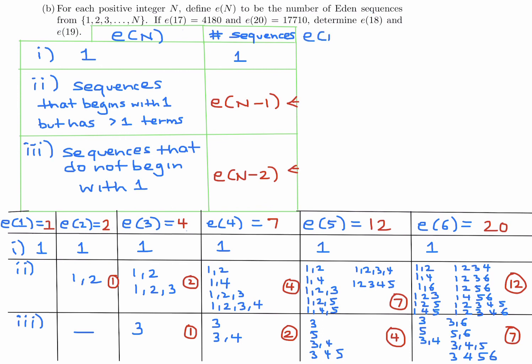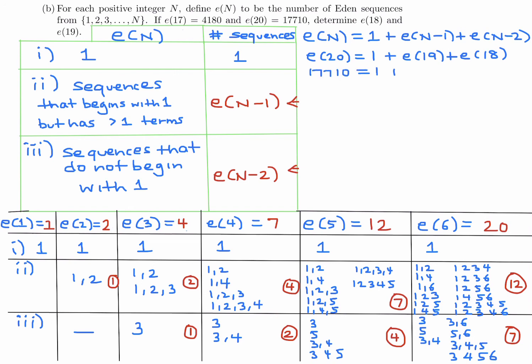Okay, so our formula is e to the n is equal to 1 plus e to the n minus 1 plus e to the n minus 2, according to everything that we did. So that means e to the 20 is equal to 1 plus e to the 19 plus e to the 18. Exactly based on that formula. Well, e to the 20 they gave me in the question, it's 17710 is equal to 1 plus e to the 19 plus e to the 18. Okay, so far so good.